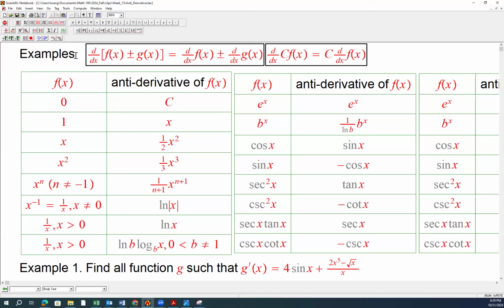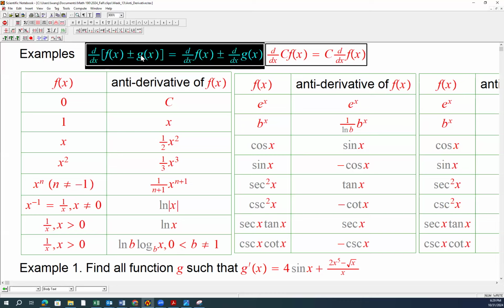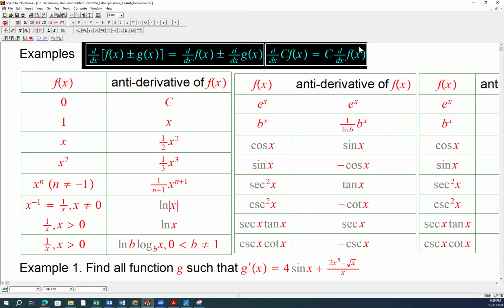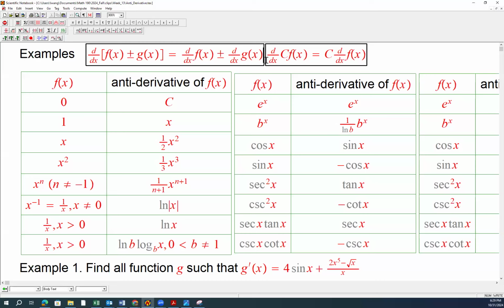we need to understand that for antiderivatives, we only have addition, subtraction rules and constant multiple rules. We do not have a product rule nor a quotient rule. So we can use these rules to find our antiderivative only in the form of adding, subtracting, or multiplying by a constant. We can use all of these formulas in any combination of adding, subtracting, or multiplying by a constant. No product rule nor quotient rule.